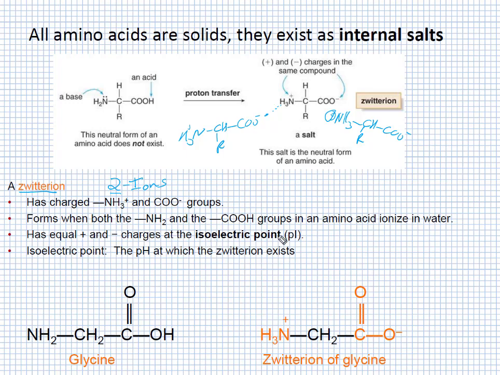I mentioned the isoelectric point, the pI, right? The pI, this is the pH. What is the isoelectric point? This is the pH at which the Zwitter ion exists. What do we mean by that? Well, you'll see this in the next slide, but we could increase the pH, make it more basic, or we could decrease the pH, make the pH more acidic, make the pH go down, and that's going to affect the charges here. So we'll see that on the next slide.